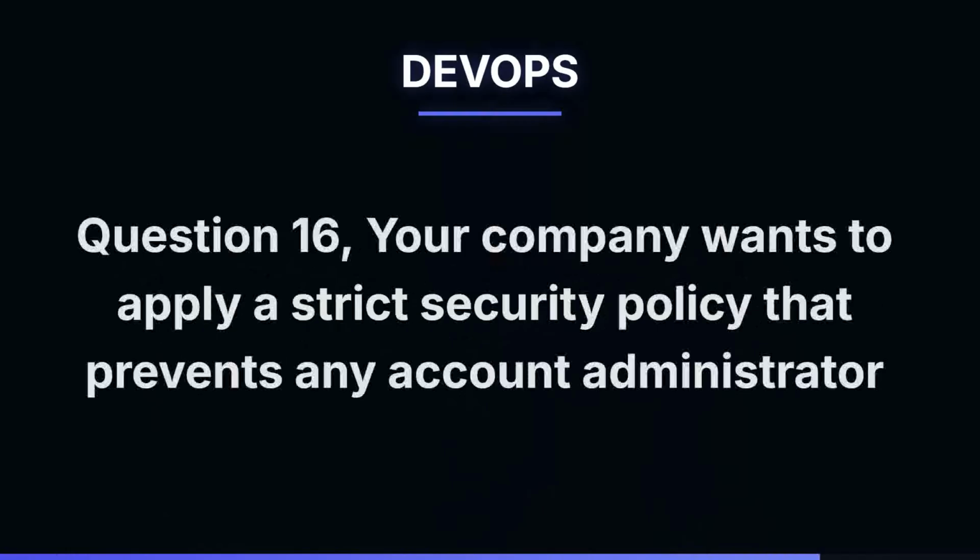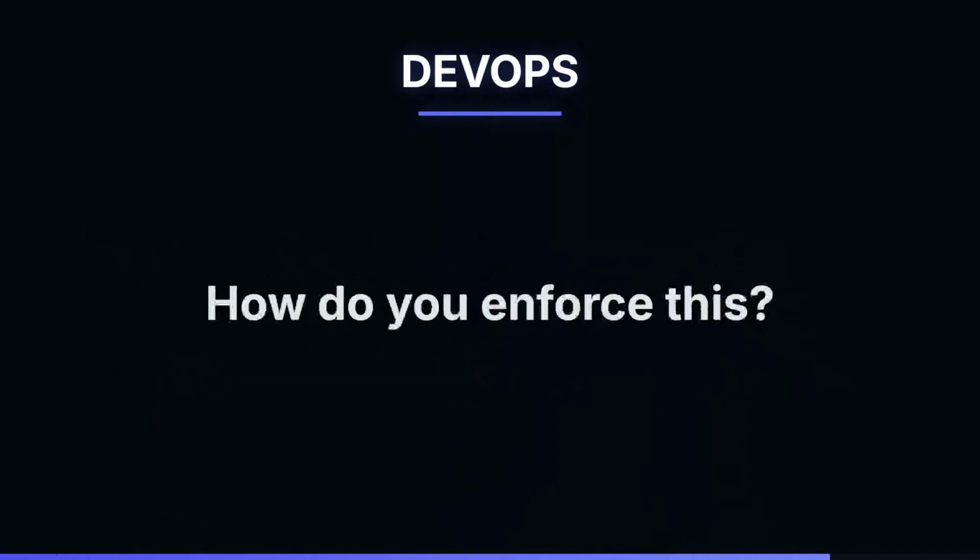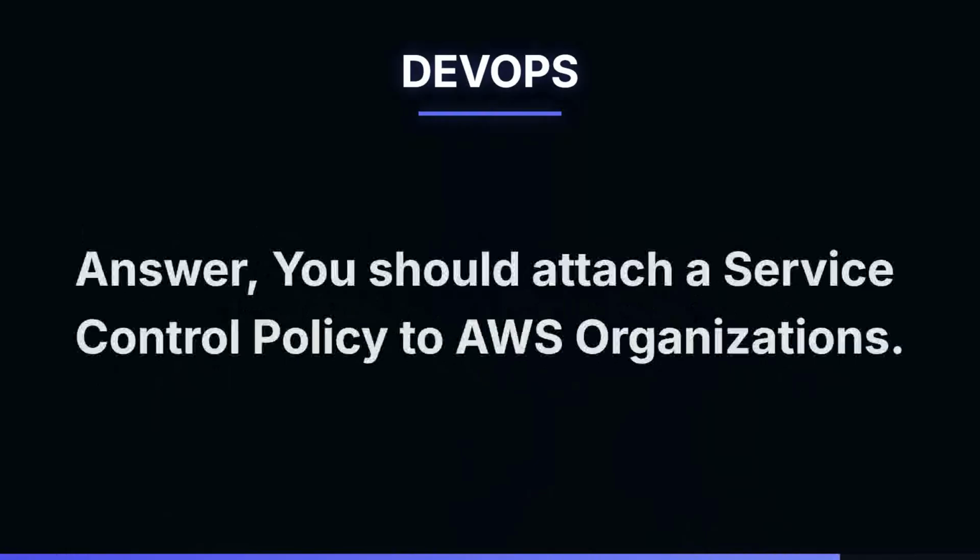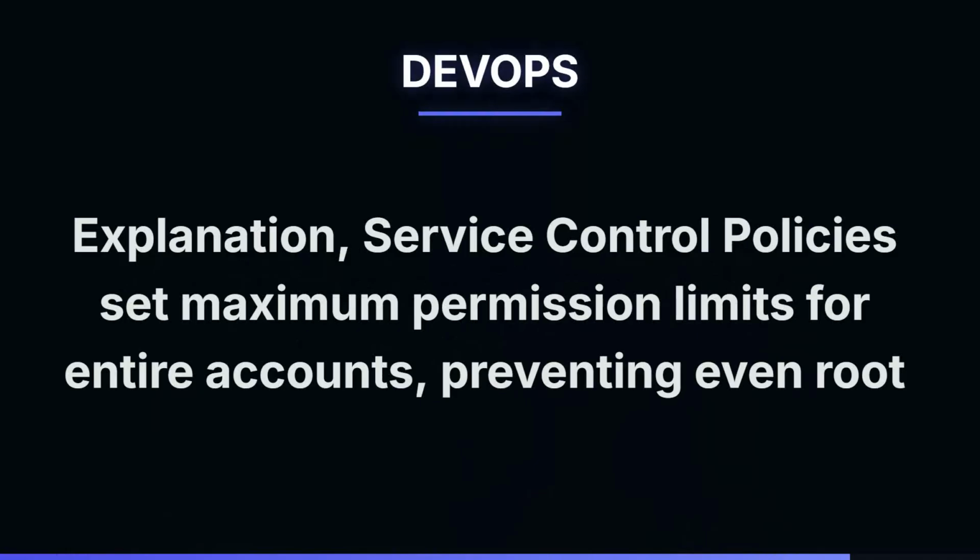Question 16. Your company wants to apply a strict security policy that prevents any account administrator from disabling CloudTrail logging, and this rule must apply across the entire business. How do you enforce this? Answer: you should attach a service control policy to AWS Organizations. Explanation: service control policies set maximum permission limits for entire accounts, preventing even root users from performing restricted actions.